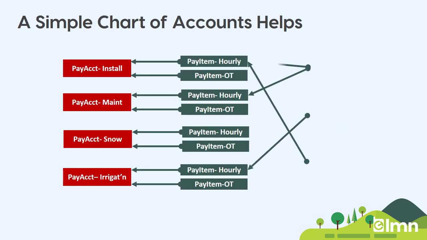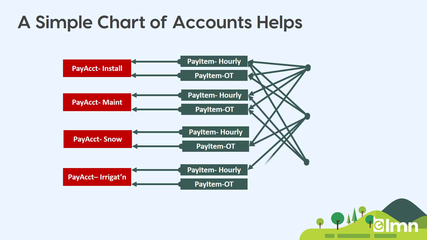A simple chart helps. Because if you end up creating payroll accounts for install and for maintenance and for snow and for irrigation, then what's going to happen is crews are going to track time. And that time is all going to have to be subdivided between hourly and overtime, because those are two different rates of pay. And then all those different rates of pay are going to have to link to a chart of account for each division. This is where things get really complicated. And you can imagine it's hard to get the right date or the right hours on a timesheet, much less have your crews allocate it to the appropriate department.